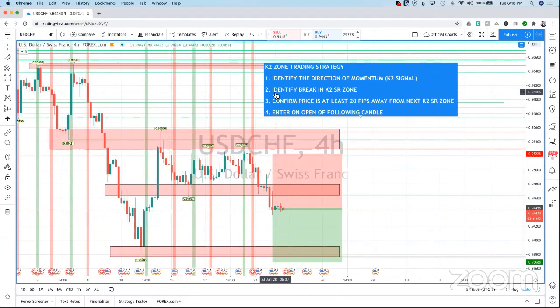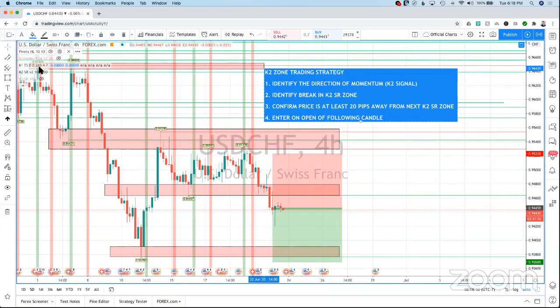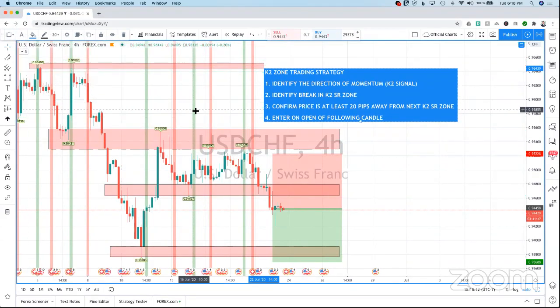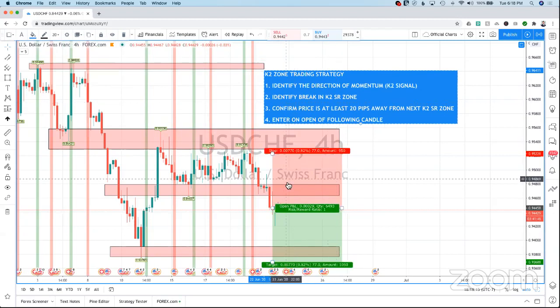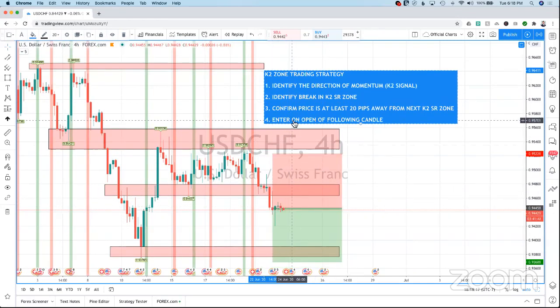So right here, second requirement is that price, let me just hide these. You want to identify that price has broken this zone right here. So right here, price broke this zone. First two requirements are met.